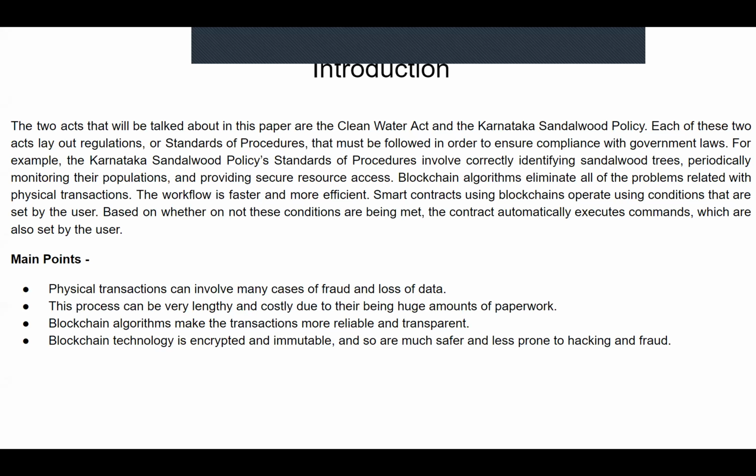The process can be very lengthy and costly due to there being huge amounts of paperwork. Now, the advantages of blockchain algorithms are that they make the transactions more reliable and transparent. All the data recorded in the blockchain technology is encrypted and immutable, and so much safer and less prone to hacking and fraud.